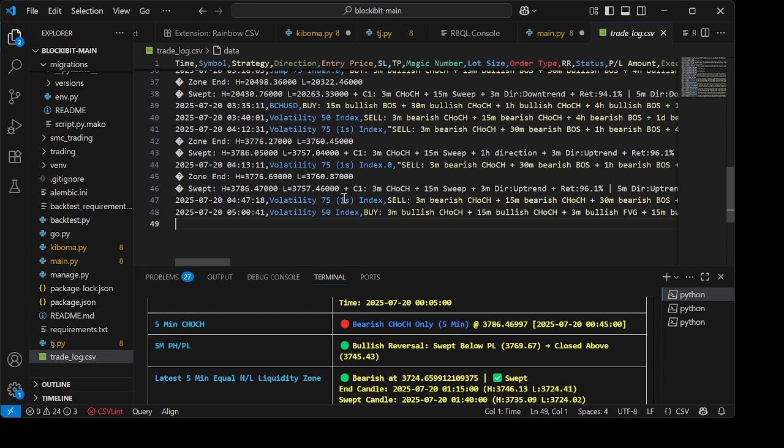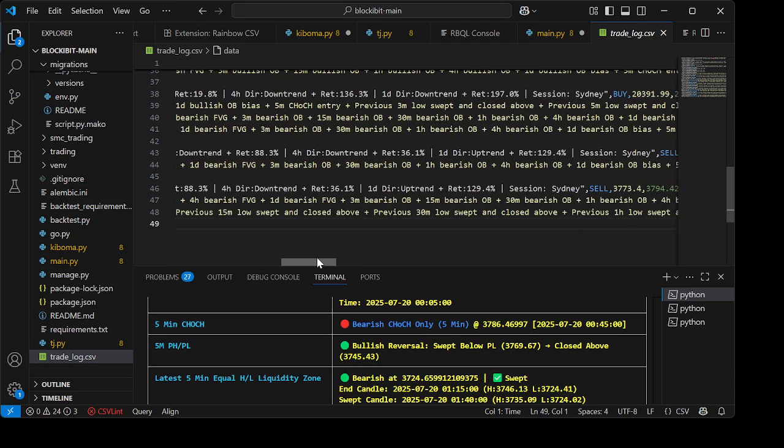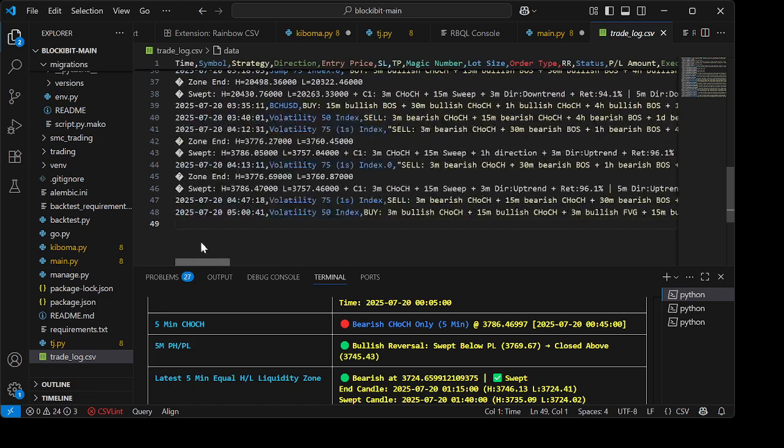Liquidities, fair value gaps, breaker blocks, candle range theory for each time frame, kill zones, all of those aspects, and sessions. Those are just the basics, right?